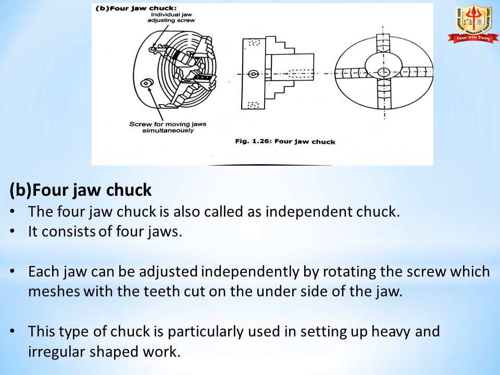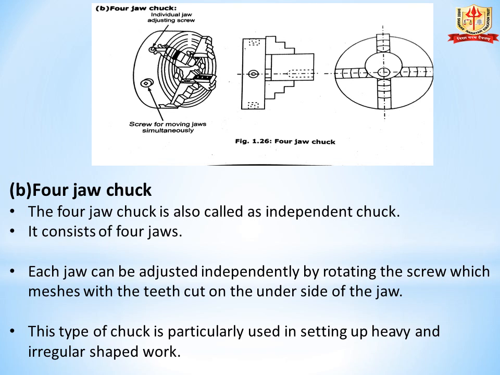Next type of chuck is the four-jaw chuck. In the diagram, we can see that in the four-jaw chuck there are four jaws. The four-jaw chuck is also called an independent chuck. It consists of four jaws. Third point, each jaw can be adjusted independently by rotating the screw, which meshes with the teeth cut on the underside of the jaw.